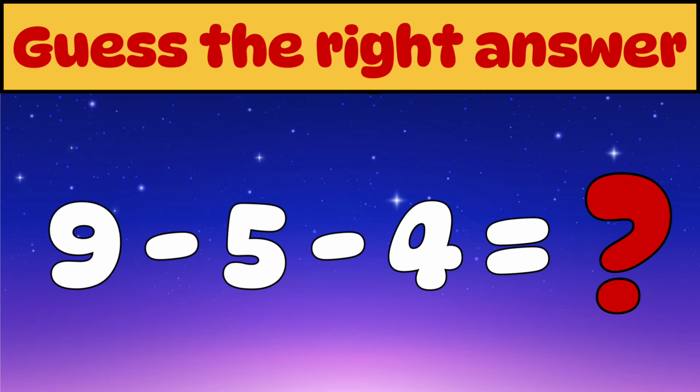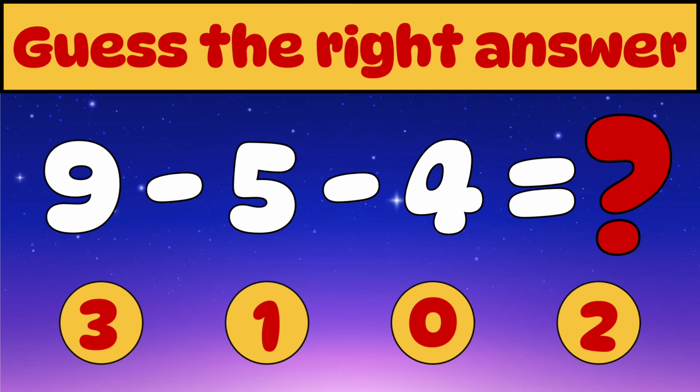Look at the question carefully. 9 minus 5 minus 4 equals. Can you guess the correct answer? Here are the options. 3, 1, 0, maybe 2. Think carefully.